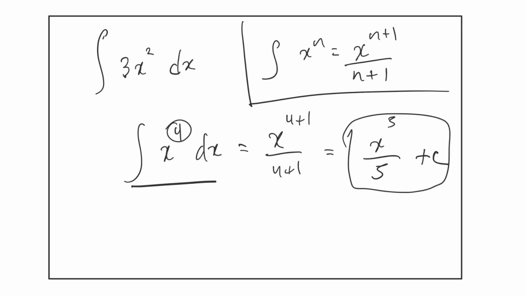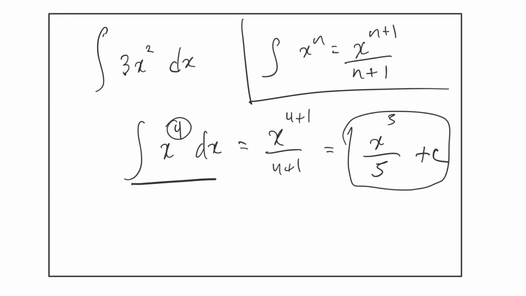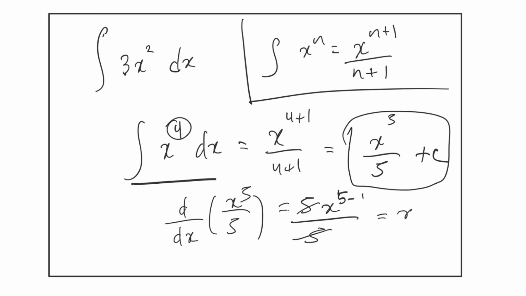And x to the power 4, which we're integrating, we could check our answer. So let's say we differentiate x to the power of 5 over 5. Well, we drop the power, subtract 1 from the power, the 5s would cancel out, we get x to the power of 4, which is what we were integrating, x to the power of 4.